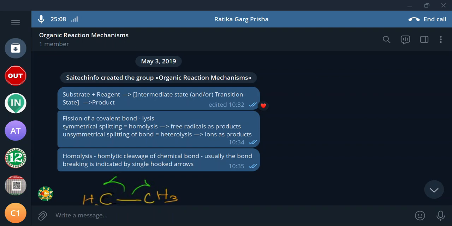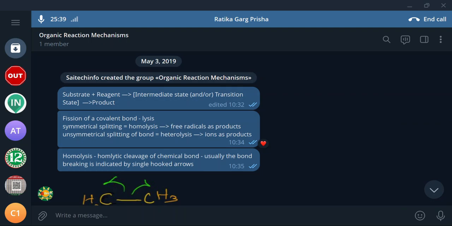Okay. Now, as I already mentioned, lysis is nothing but cleavage of a chemical bond. When you talk about the bond, you have got various types of bond like covalent bond, coordinate bond, ionic bond, metallic bond, etc. So let us not confuse too much with this type of bond, but let me say simply chemical bond. In the case of symmetric splitting, when a symmetric splitting takes place, it results in homolysis and they give the product free radicals.